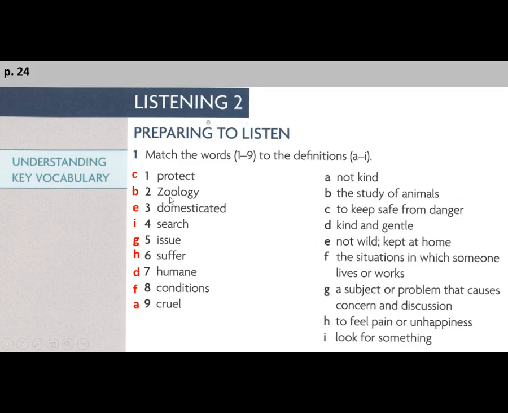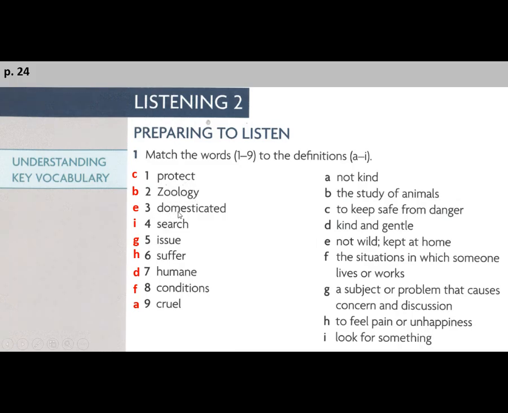The second one is zoology. Anything that ends in logy is a science subject. Zoology is the study of animals. Zoo means place of animals. Zoology is the study of animals.